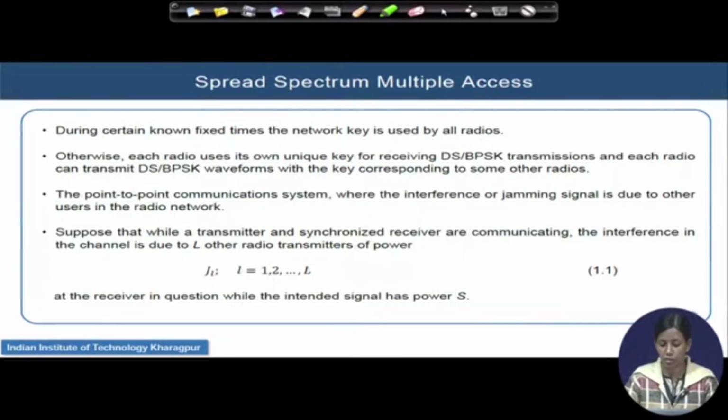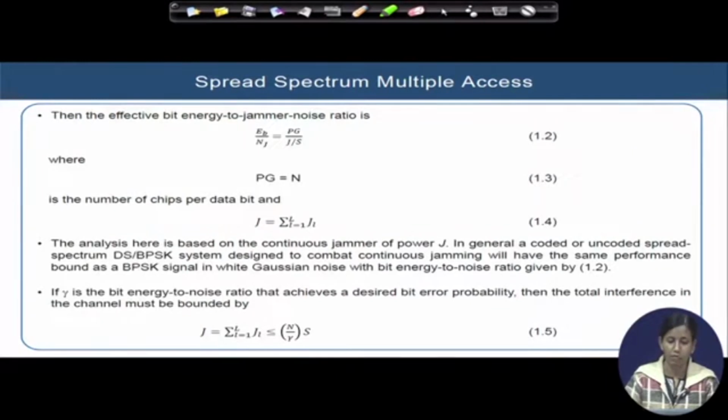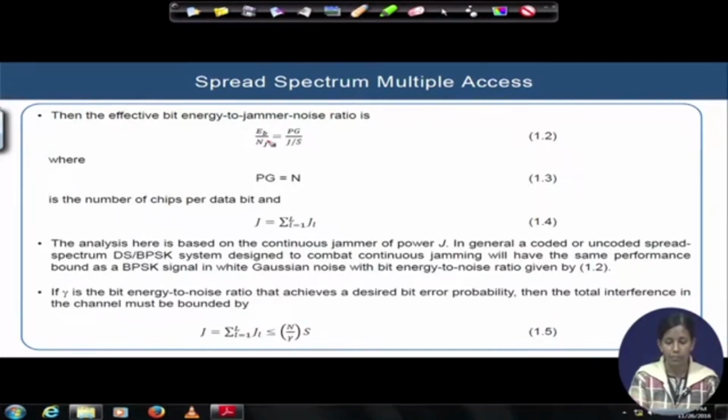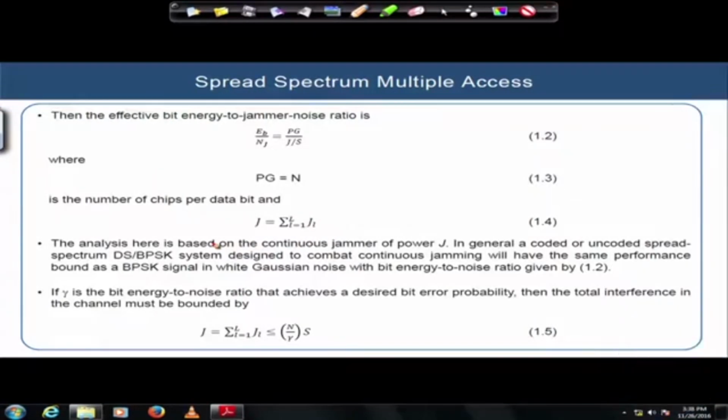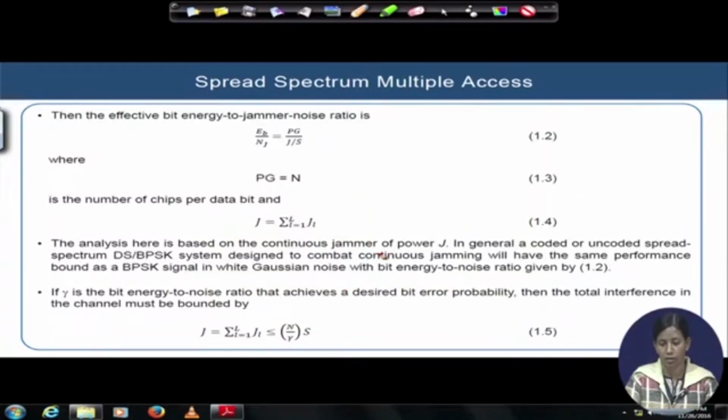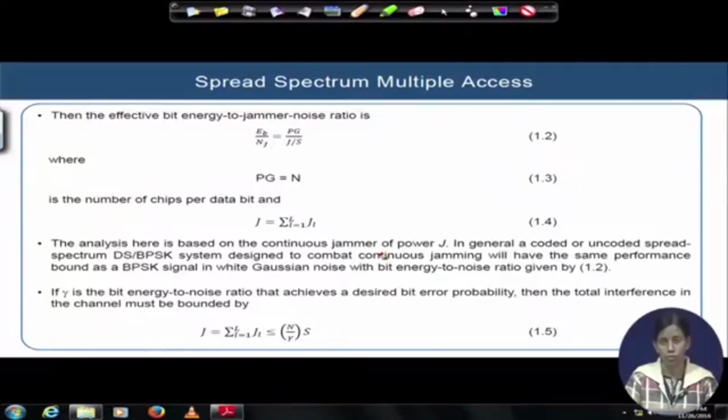At the receiver in question, when the intended signal has a power of S, we can express the effective bit energy to jammer noise by this known expression. This bit energy to jamming noise power is the processing gain divided by J over S, where PG is the processing gain, given by the number of chips within one bit, and J is the summation of all the other users' power, so the summation of all the J_L. Remember, this analysis considers a continuous jammer of power J, and the additional gains from channel coding, coded or uncoded spectrum communications, have not been considered. That gain will be additive to this processing gain.